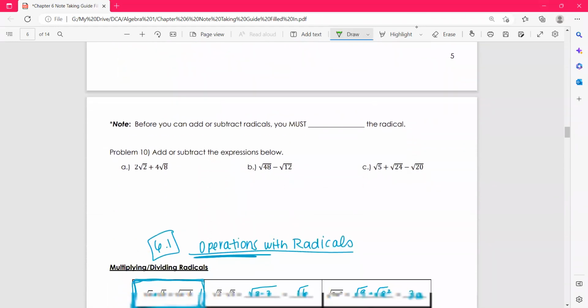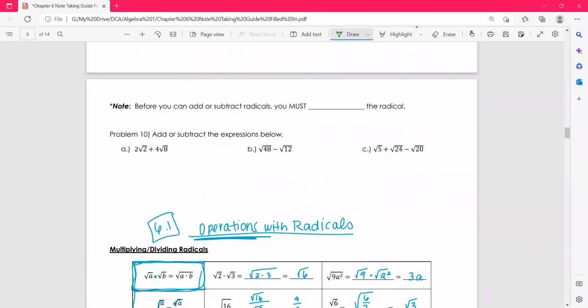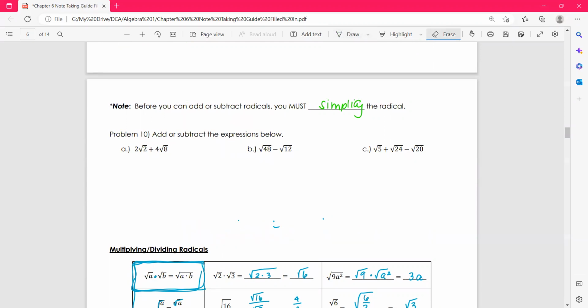What's important to note is that sometimes in order to add or subtract radicals, we must simplify the radical as much as possible first. Okay, so let's check out these examples. So A here, I'm going to erase this so I have a little bit more room.